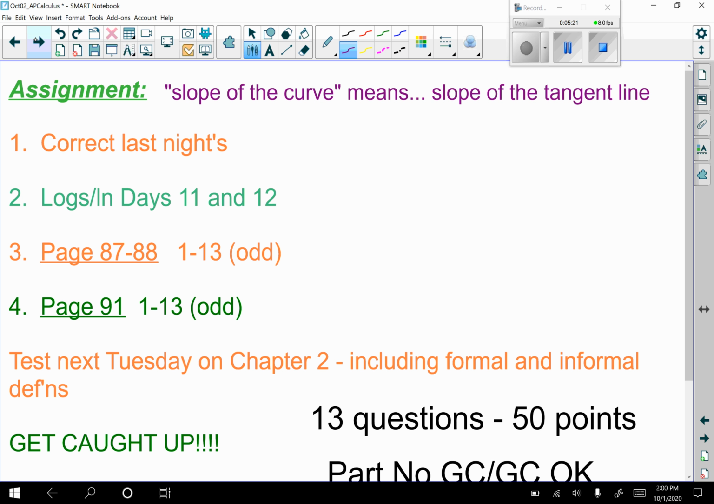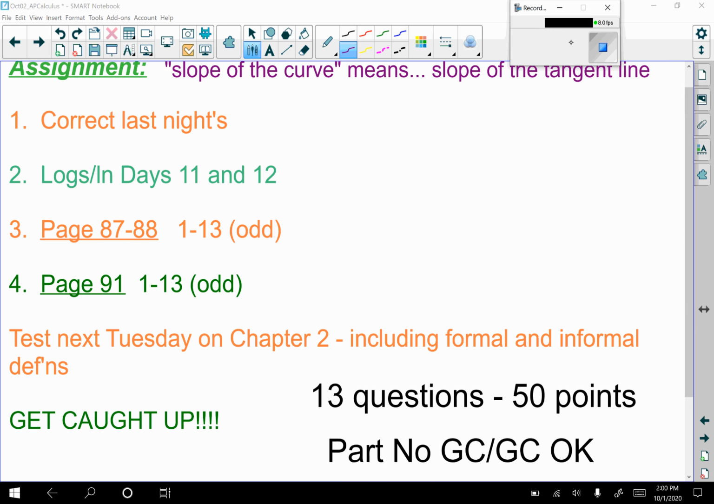The test again will be next Tuesday, so I will be sending you guys a link for Zoom to join as well as you take when you go to take the test. All right, so page 91 is actually going to be the chapter review. So we're starting to review a lot of these questions because now we're wrapping up chapter 2.